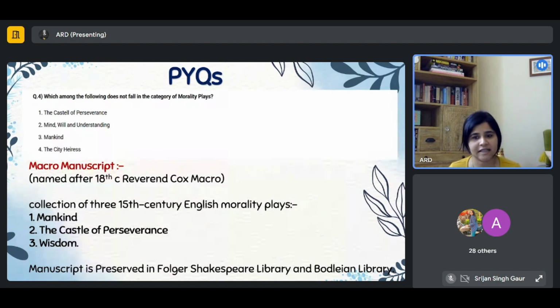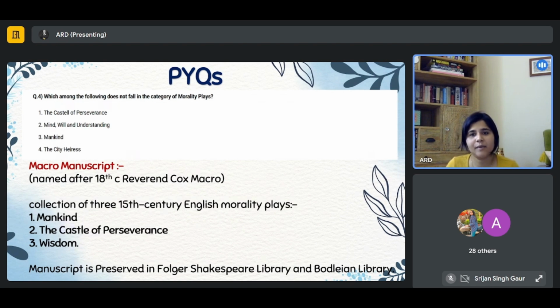Do you guys know what the Folger Shakespeare Library and Bodleian Library are? Any of you? Yeah, so they are very esteemed libraries. The Folger Shakespeare Library, as the name suggests, is situated in Washington, D.C. and has a huge repository of everything related to Shakespeare, and they keep on revising and researching it. They also have a journal. So any of you who does research on Shakespeare, you can try to publish in their journals. This is a big repository of Shakespeare in the USA. And the Bodleian Library, we know that it's the library of Oxford University. So these are both esteemed libraries. We should know about them. The manuscript is kept over there.